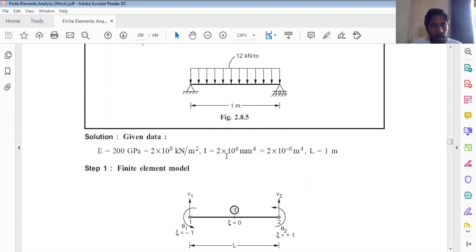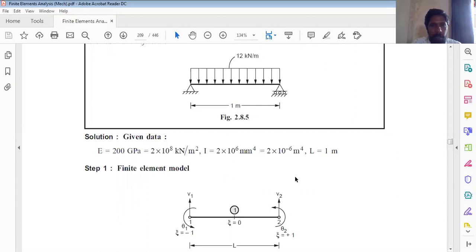In all the numericals related to beam, it is required to keep the unit of force in terms of kilonewton and the unit of length in terms of meter, to handle it properly. So E in terms of kilonewton per meter square is 2 into 10 power 8, and moment of inertia I is 2 into 10 power minus 6 meter to the power of 4, and the length of the beam is 1 meter.